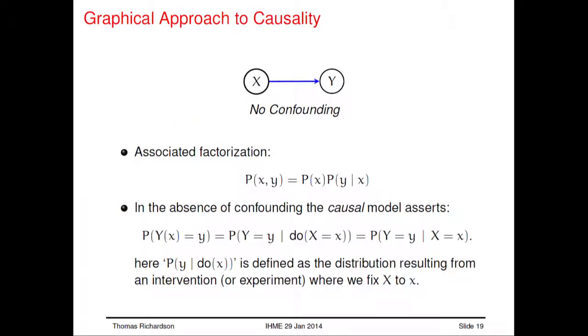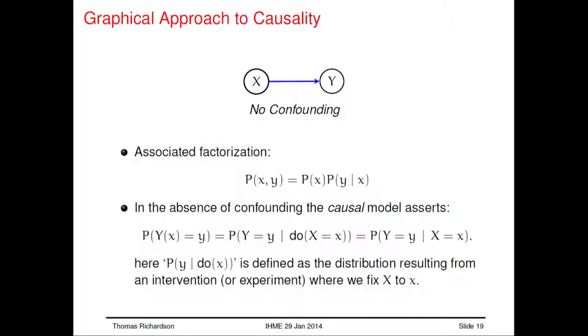So simply the factorization on its own is not saying anything causal. So how do we get something causal out of the graph? The way that we get something causal out of the graph that allows us to distinguish between this and this is that we say that the particular form of the factorization that we're writing down is special in the sense that we're going to claim that if there's no confounding, the conditional distribution for Y given X corresponds to the distribution over Y that we would get if we were to intervene on X.